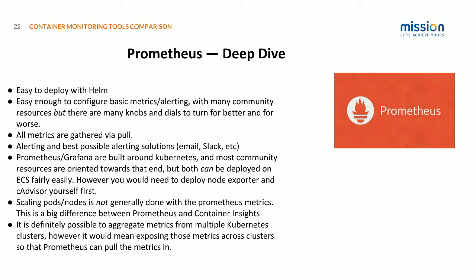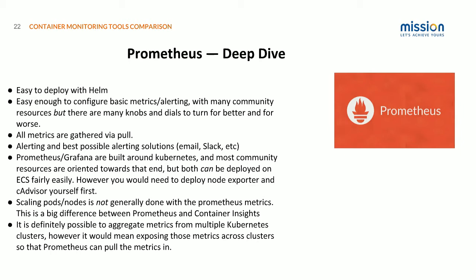All right, and to talk a little more about how to deploy it, Helm is the standard for Kubernetes in terms of deploying it. It is pretty easy to configure basic metrics and alerting with Prometheus. There are a lot of community resources in terms of how to do that. But, and this can be good and bad, there are a lot of knobs and dials that you can tune with Prometheus to gather custom metrics or gather metrics a different way, or determine the interval that you want to gather them on and that sort of thing.